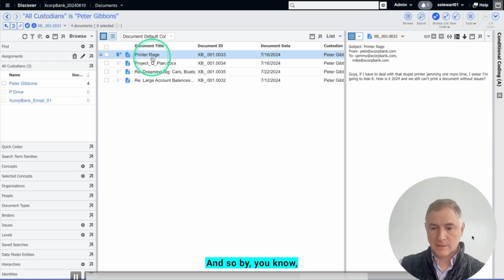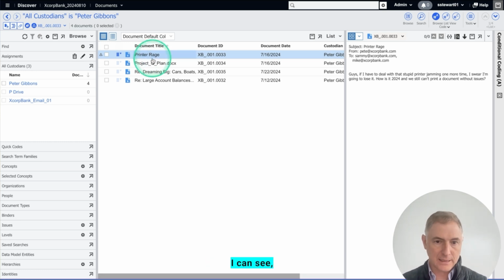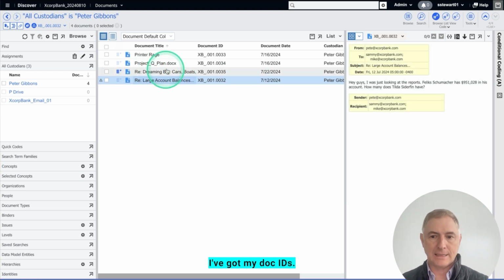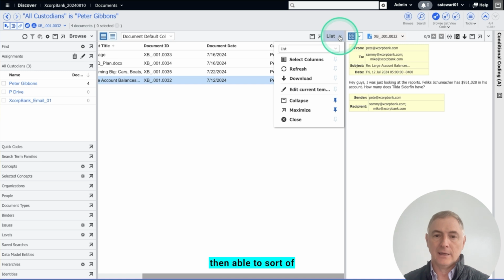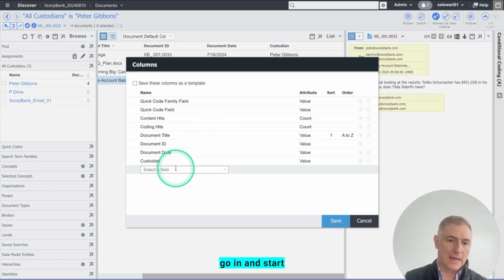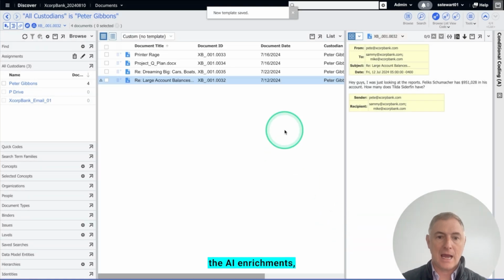You'll recognize some of these same items. Here I've got my printer age, where they're taking that central cluster. I can see the same items, same information. I've got my doc IDs. I'm able to look through this information, understand the different aspects of the chat, then switch my view and start to look at some of the Nuix Cognitive AI, the AI enrichments.